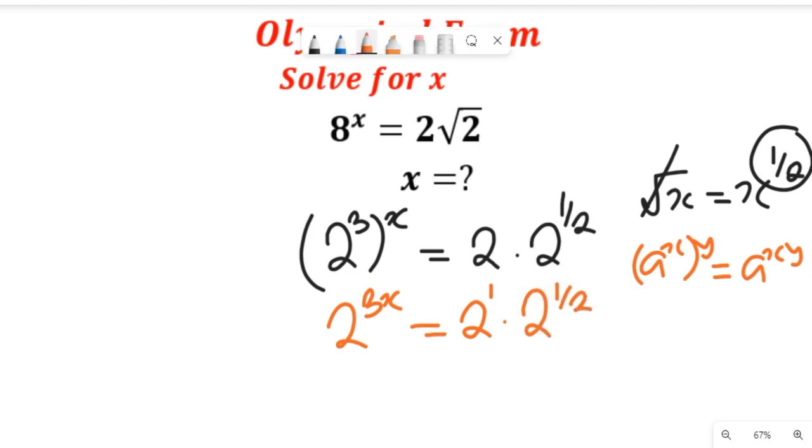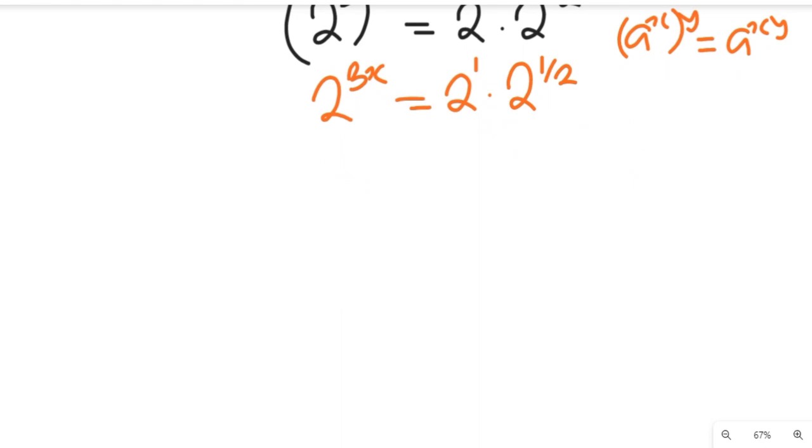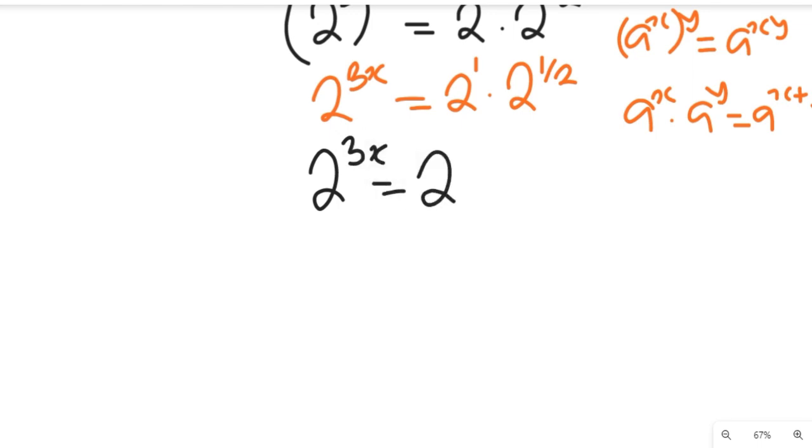Good. Now, what we need to do next is to simplify. If we simplify further, we are going to apply the law of indices here. The law of indices says if you have the same base, multiplying, the powers or exponents will add. So we're going to have 2 to the power of 3x equal to 2 to the power of 1 plus 1 divided by 2.